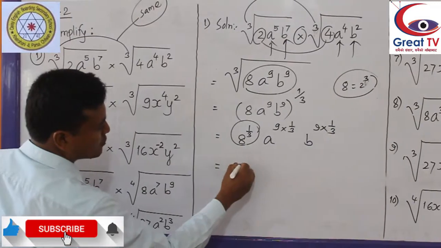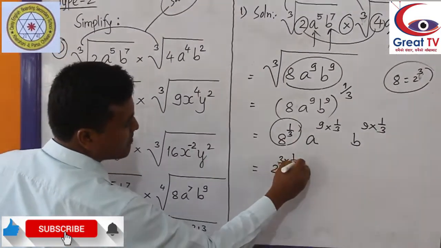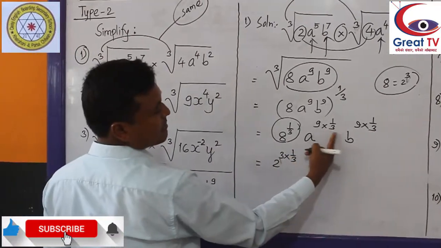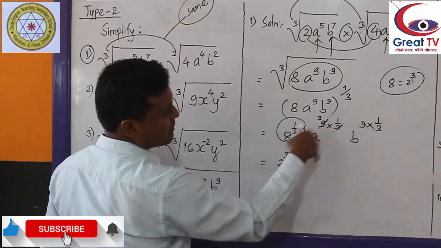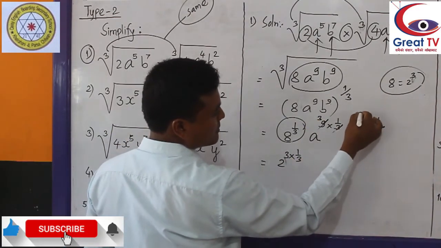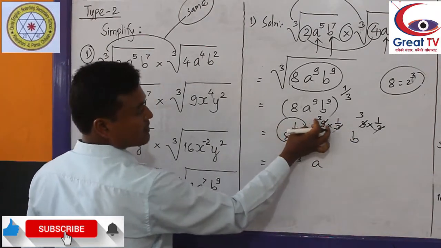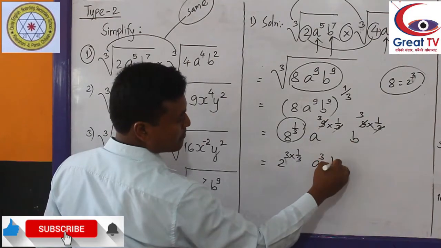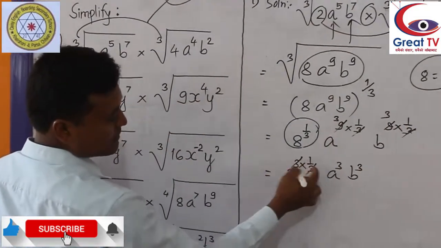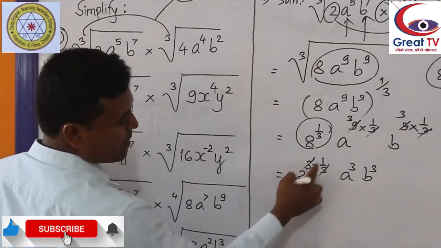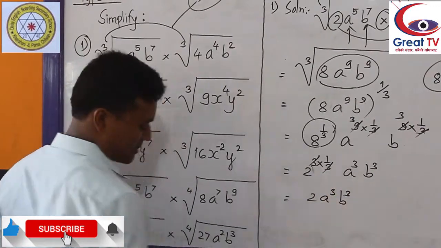So writing 2 cube in the place of 8, we have the whole power 1 upon 3. Then after here, these two can be multiplied. 9 up, 3 down. 3 ones are 3, 3 3s are 9. Again, 3 ones are 3, 3 3s are 9. Okay, a to the power 3 remaining, here 1 remaining. Multiply, 3 ones are 3, and b to the power 3 ones are 3. Here 3 up, 3 down can be cancelled. 2 to the power 1 gives 2, a to the power 3, b to the power 3.